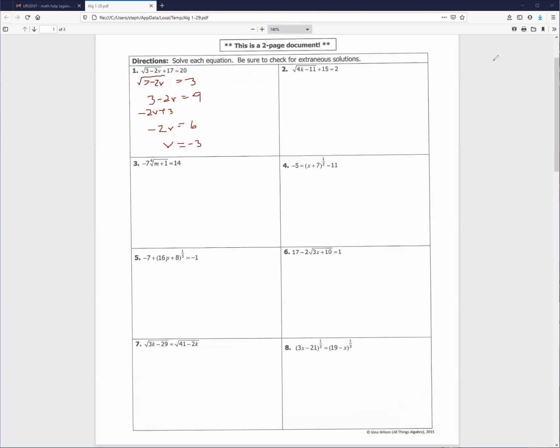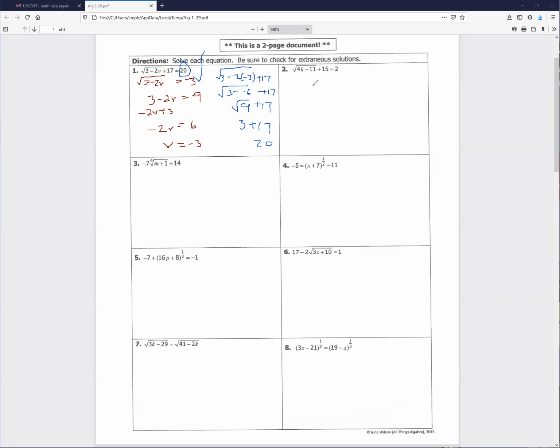All right, this seems complicated enough. Let's do a sanity check. Square root of 3 minus 2 times negative 3 plus 17. 2 times negative 3 is negative 6, so 3 minus negative 6 plus 17. 3 minus negative 6 is 9. Square root of 9 plus 17. So that's 3 plus 17. And that is indeed equal to 20, which is the other side. So we're good. Yep.